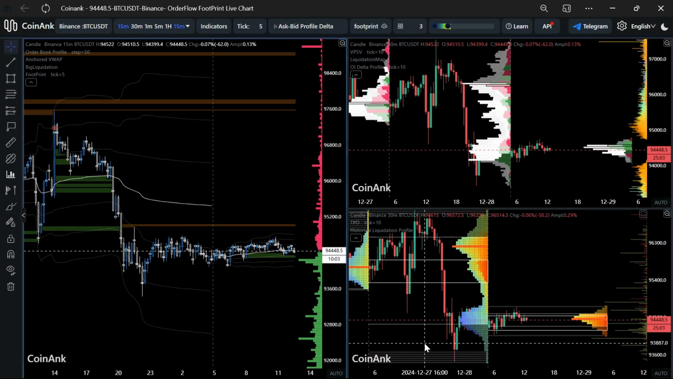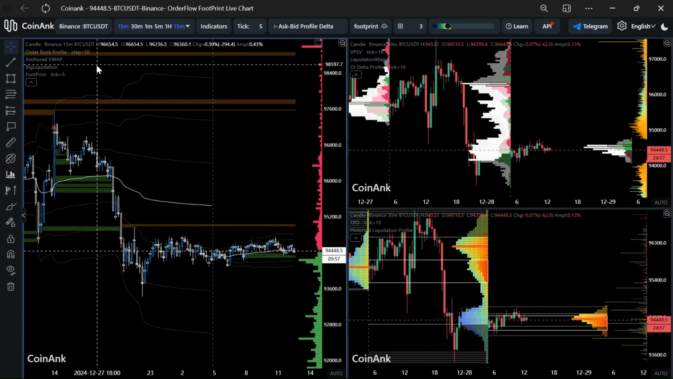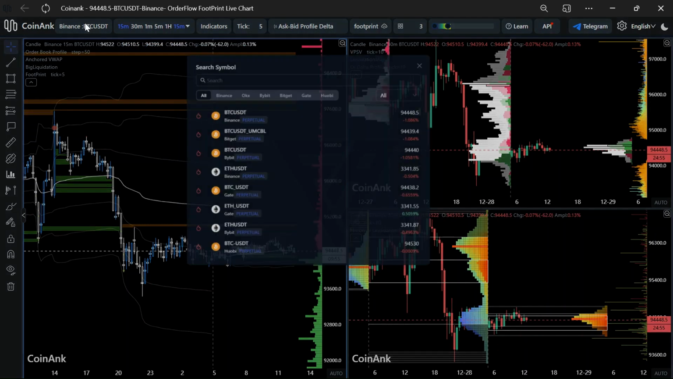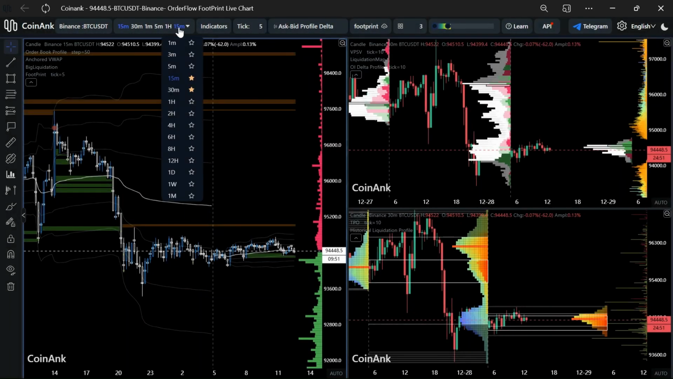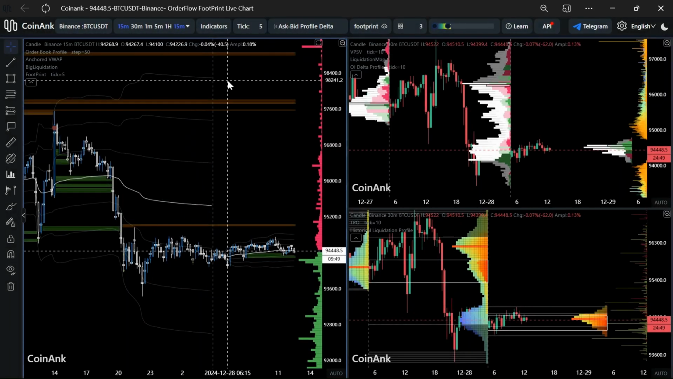In this video, I am going to talk about CoinAnk order flow footprint charts. First, let's talk about the basic overview. Here you can select coins, change time frames. The main section will be indicators.